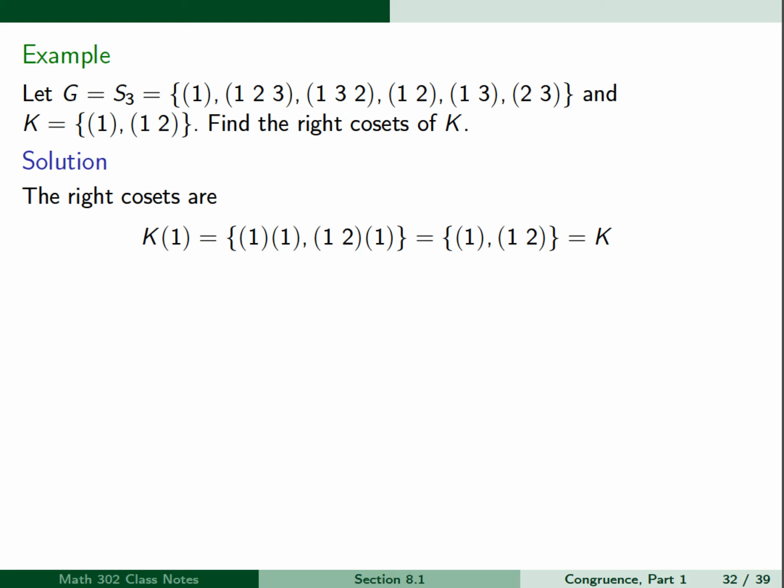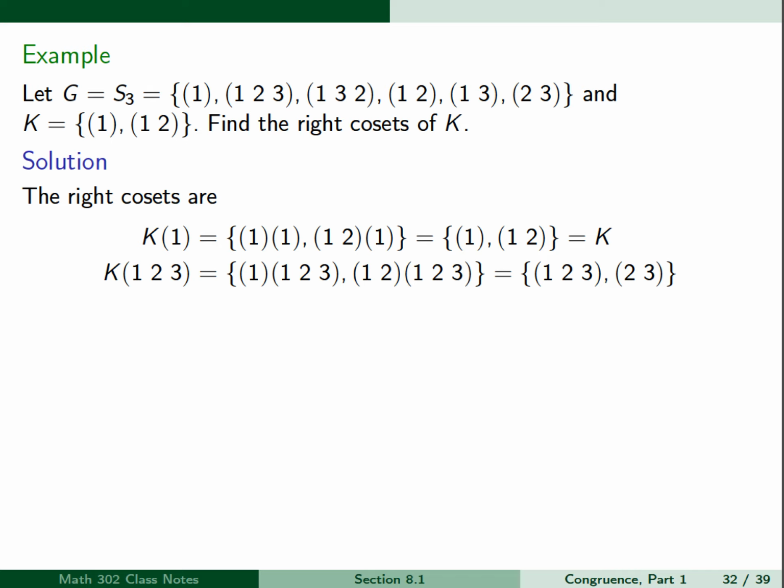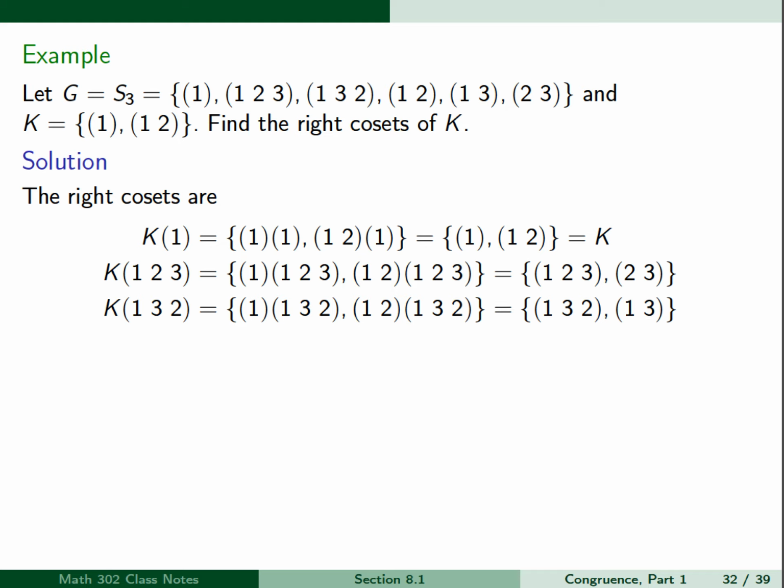Well, this is not a surprise. We already said that for the identity element, the right coset will be the subgroup itself. And then if we take K times (1 2 3), this will be the set: you take 1 times (1 2 3) and (1 2) times (1 2 3). And 1 times (1 2 3) will just be (1 2 3). And when you multiply (1 2) times (1 2 3), or compose, you'll get the 2-cycle (2 3). And then we'll have K times (1 3 2). This will be this set, which works out to be the 3-cycle (1 3 2) and the 2-cycle (1 3).